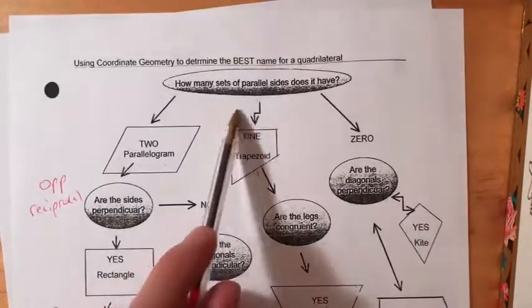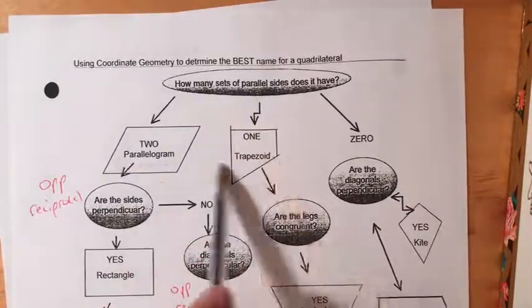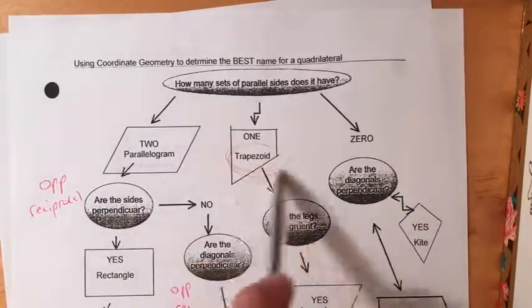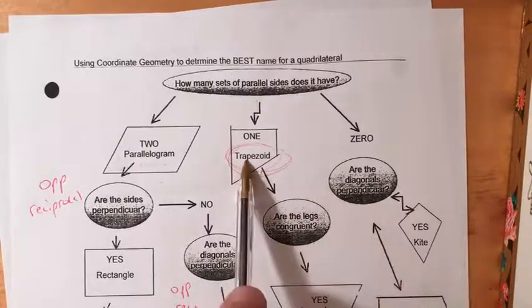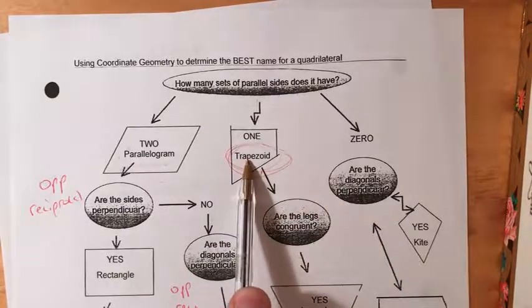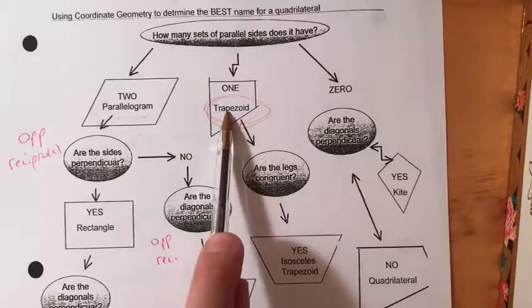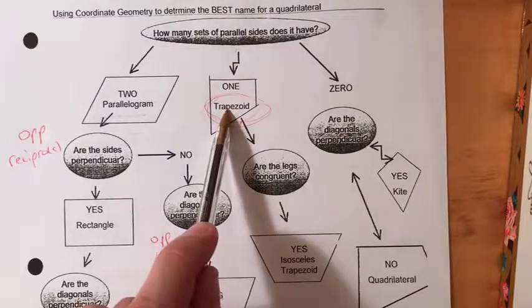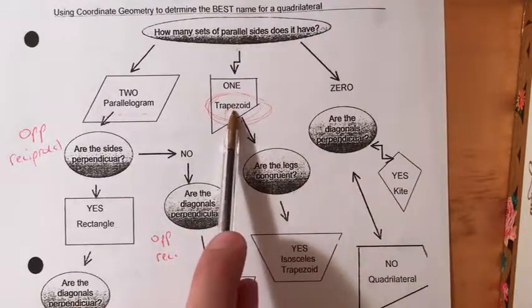So if we follow our chart, we know for a fact as of right now it's a trapezoid, which is awesome. Trapezoid is my favorite shape, sort of. It's in the top 10. That's really lame that I have top 10 favorite shapes. But anyways, top 10 favorite shape, trapezoid.